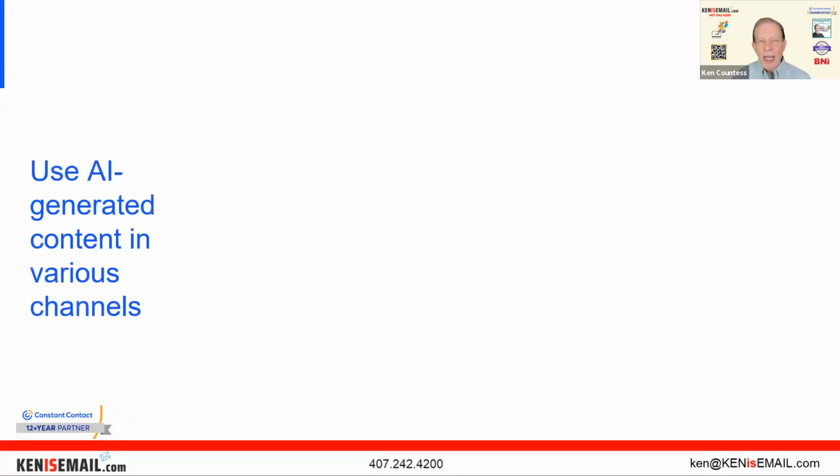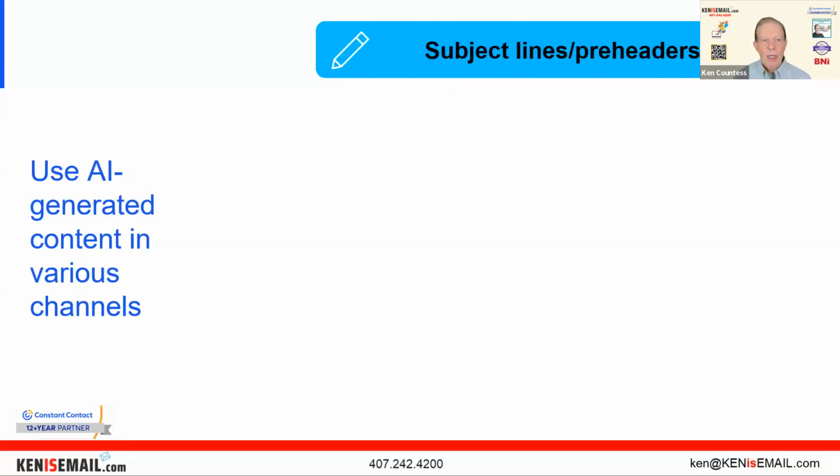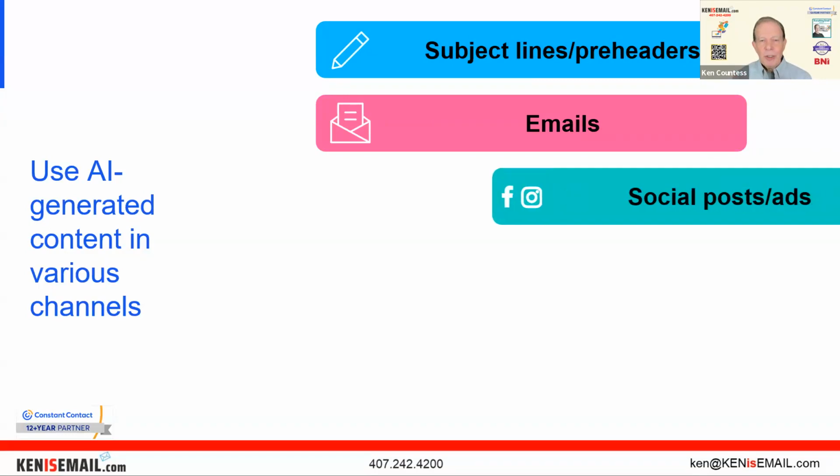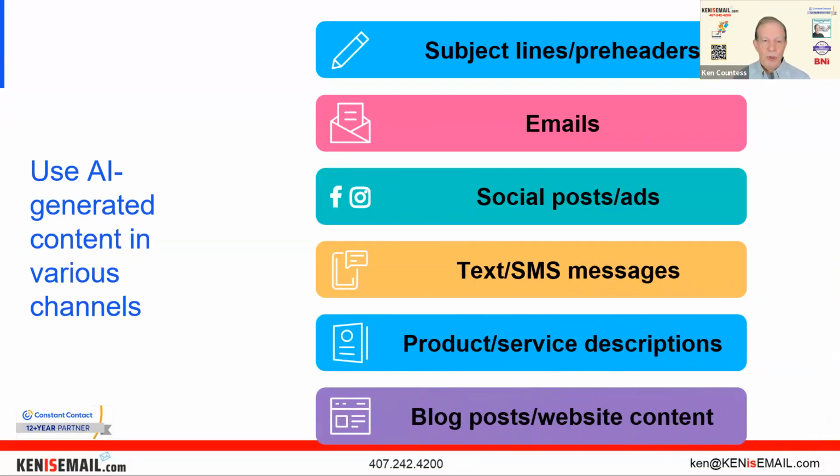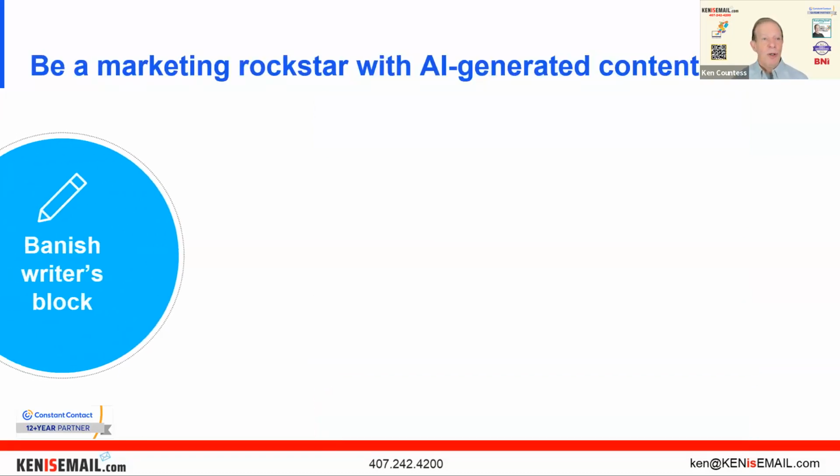So we use AI generated content in a variety of different channels. Places like email subject lines and pre-headers, social posts, even SMS texts, email content, product descriptions, blog posts, and other website content. You're going to be amazed at what I'm going to show you.